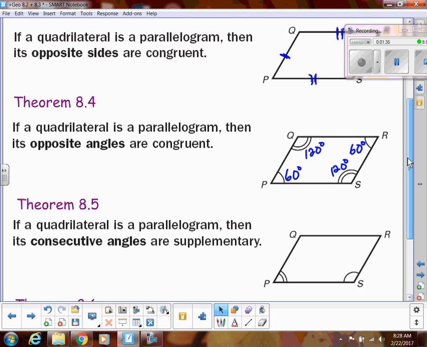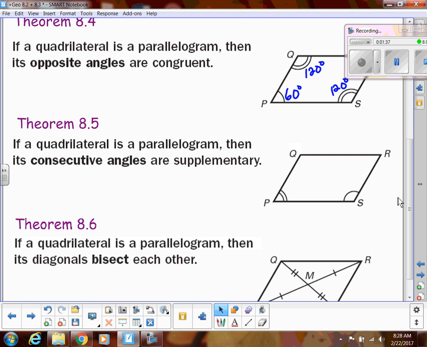And the way I was able to do that is because I know the next property, and that is that consecutive angles are supplementary. Consecutive angles are ones that are right next to each other, so they share the same side. Okay, so P and S are consecutive angles. So those always need to be supplementary. So if this is 50 degrees, this has to be 130 degrees. All right, and that's why we have 360 degrees in a quadrilateral.